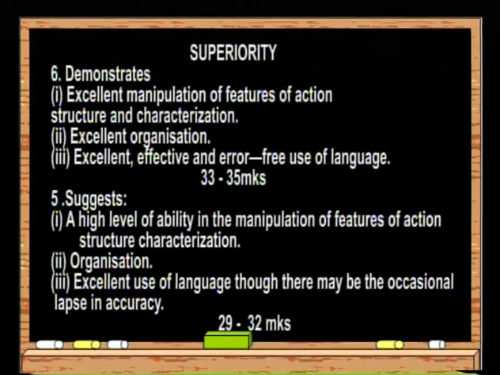For suggesting superiority, a candidate must have a high level of ability in the manipulation of features of action, structure, and characterization. Organization, excellent use of language, though there may be the occasional lapse in accuracy, and 29 to 32 marks may be awarded here.